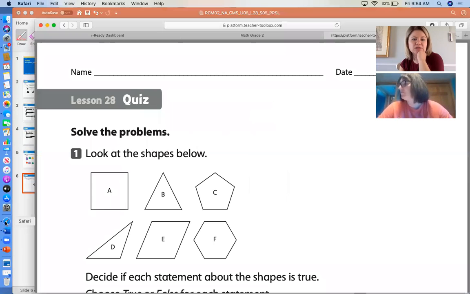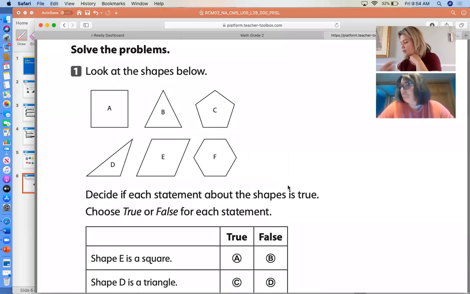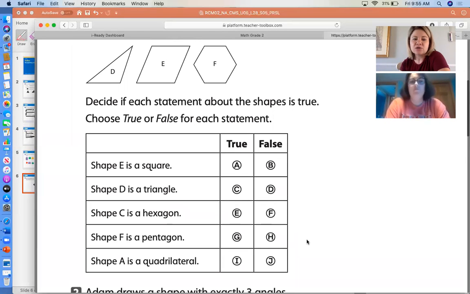Yep, let's take a look at the quiz. Okay, so you're gonna be looking at these shapes for problem 1, and then you're going to decide what is true and what is false about the shapes above. So there are 2 trues and 3 falses.